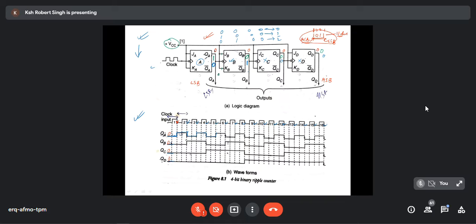So the first flip-flop is connected to the second flip-flop, and the output of the first flip-flop is the clock to the second flip-flop. So what is the negative edge of the first flip-flop? This is negative edge, this is negative edge, this is negative edge, this is negative edge, this is negative edge, this is negative edge, this is negative edge, this is negative edge. This will trigger the next flip-flop. The next flip-flop is already 0. It remains 0. Why? Because it is not triggered.